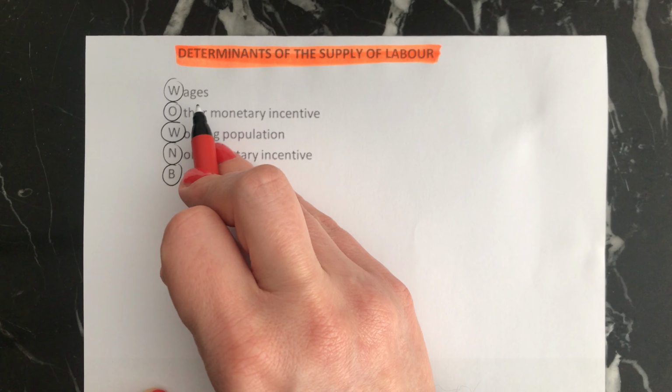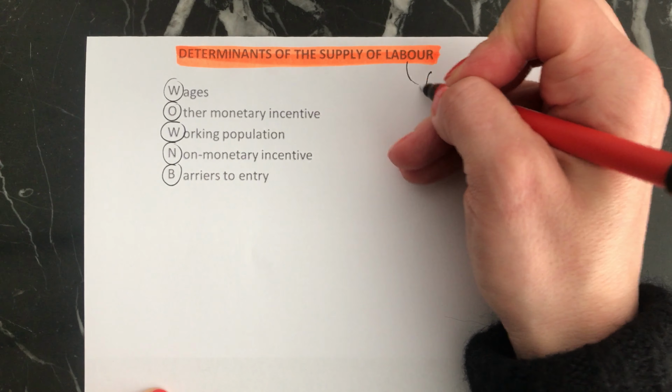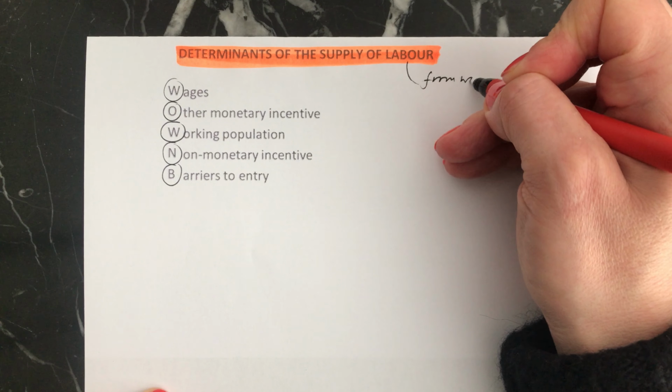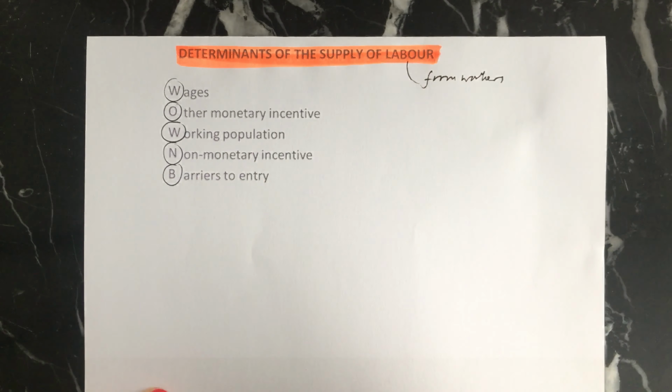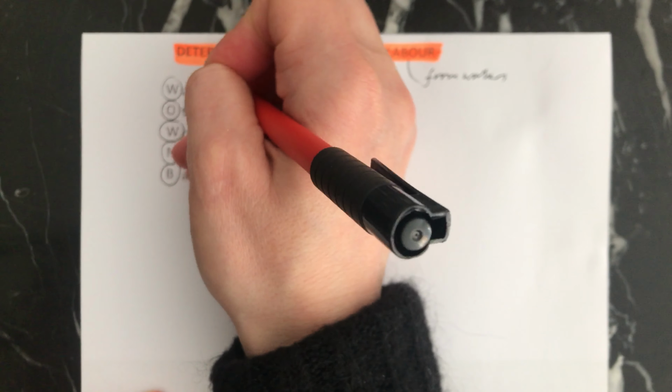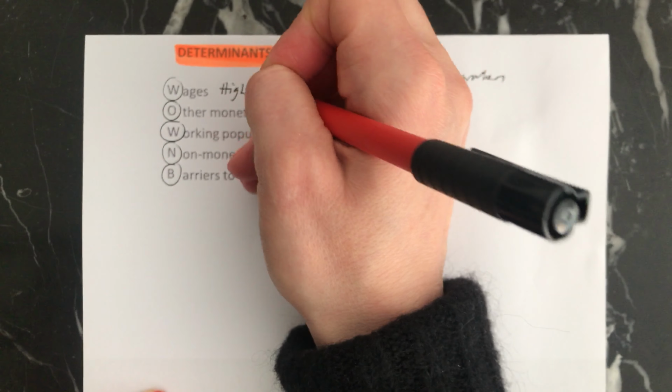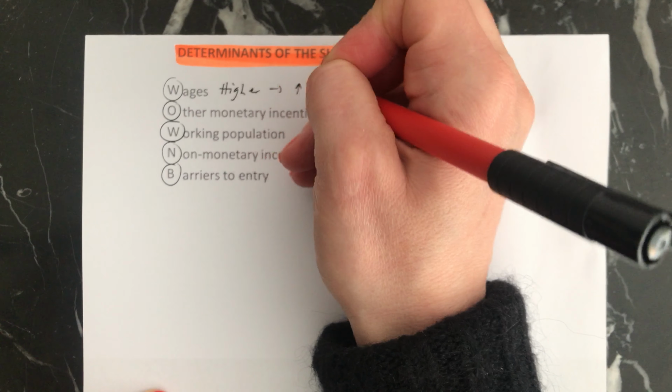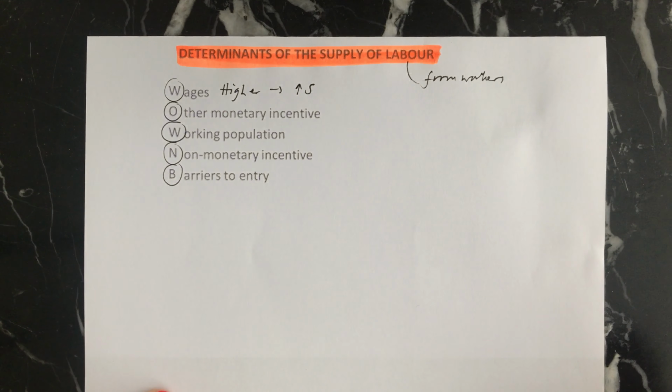The first one about the supply of labour, remember this is from workers. They are supplying their labour, is wages. If the wages being paid are higher, this will increase the supply of labour. More people will want to do the job because they're paid more money, and therefore more people will supply themselves to the market.